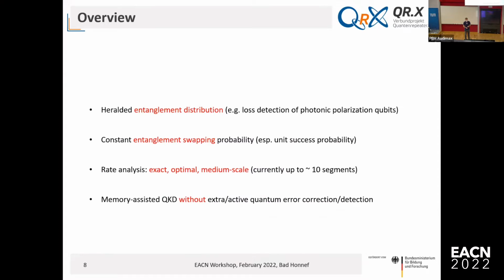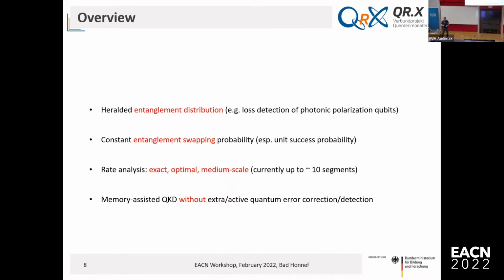And then our goal from a theoretical point of view is to provide a rate analysis which is exact, potentially optimal. So the goal is possibly to optimize these rates and, well, to be able to consider medium scale quantum repeaters.